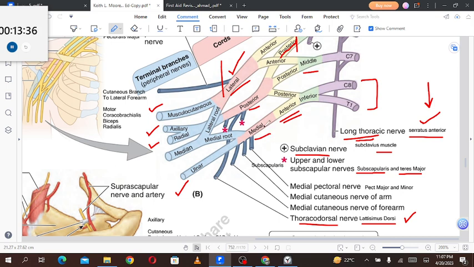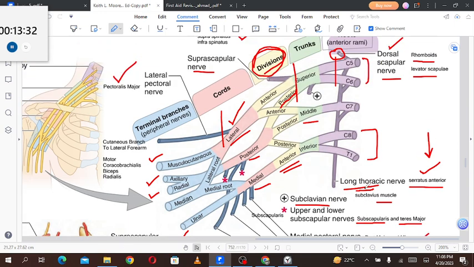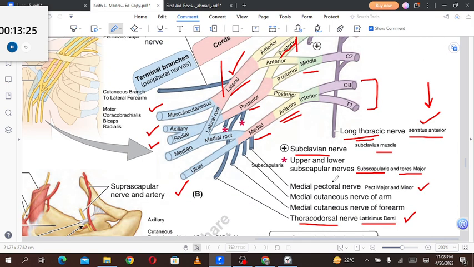Then from the medial cord, we have the medial pectoral nerve that supplies pectoralis major and minor. So from the lateral cord, we had the lateral pectoral nerve supplying pectoralis major only, and from the medial cord we have the medial pectoral nerve and this one is supplying pectoralis major and minor both. Then we have the medial cutaneous nerve of arm and the medial cutaneous nerve of forearm. So they are, I guess, supplying the medial half of the arm and forearm. So remember these nerves as well, and they're coming from the medial cord.